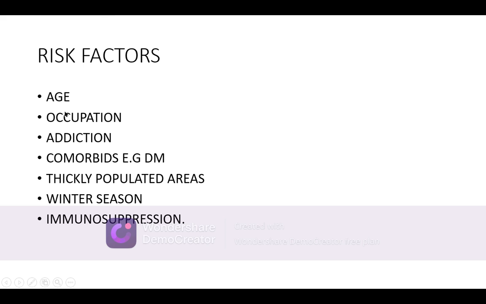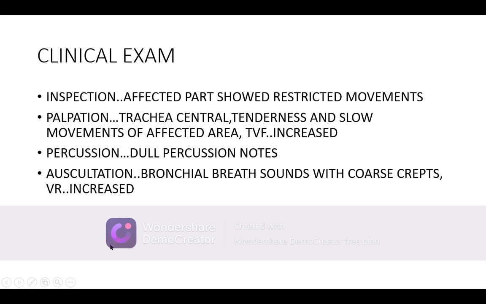The risk factors are age, occupation, addiction, and comorbidities, for example diabetes mellitus and immunosuppression, and thickly populated areas, which give more chances. Winter seasons are easy for the entry of Streptococcus pneumoniae specifically. So give vaccination against it before it comes, specifically in old age. And immunosuppression, of course, is again an important risk factor.